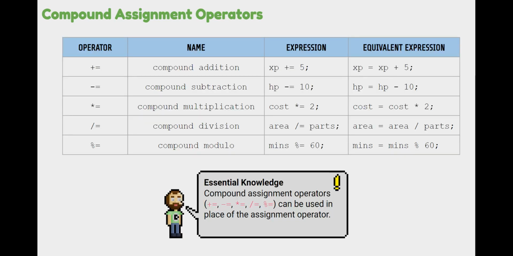On this table, you see those 5 compound assignment operators. You can see those expressions that we saw on the previous page, and then we can see the equivalent expression if we wrote that out as just a regular assignment statement. All of these compound assignment operators can be written out just as regular assignment statements. So this highlights our essential knowledge. Compound assignment operators can be used in place of the assignment operator.